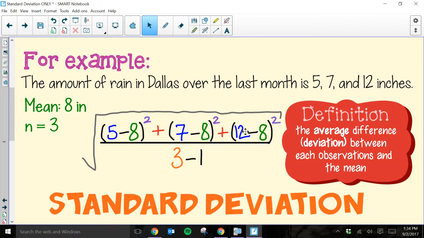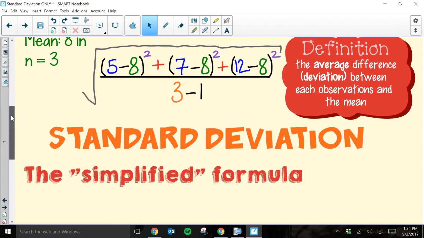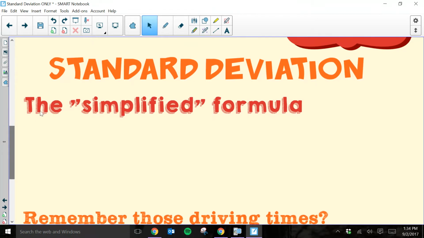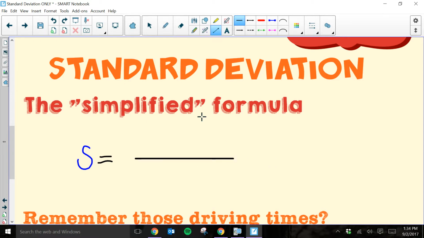And notice this was just 3 numbers, so that is a little complicated. So here's what we're going to do. We're going to give you a simplified formula for standard deviation. And then I'm going to show you how to do this all on your calculator. So S for standard deviation, go figure, equals. And we are going to need a little division sign.